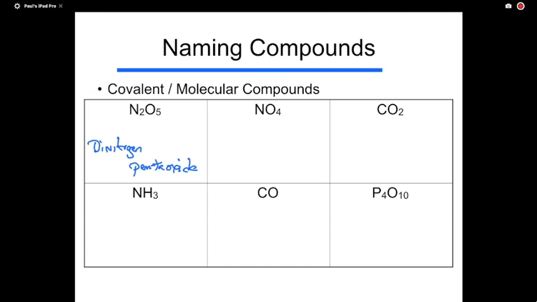The next compound, what's the first element? Nitrogen. I only have 1, so the prefix is mono, but I never use it first. So nitrogen, and then the oxygen becomes oxide, but what kind of oxide? Tetra.